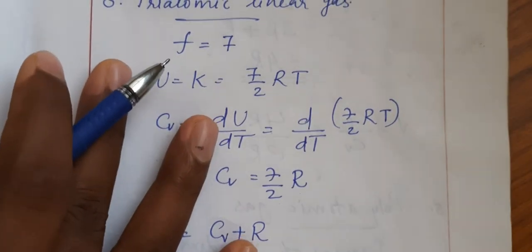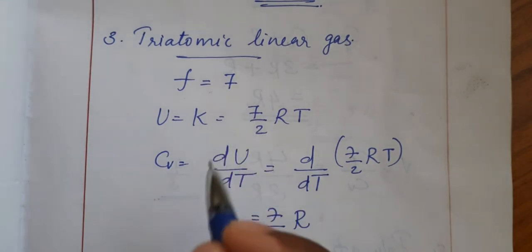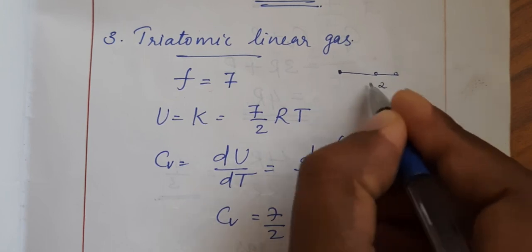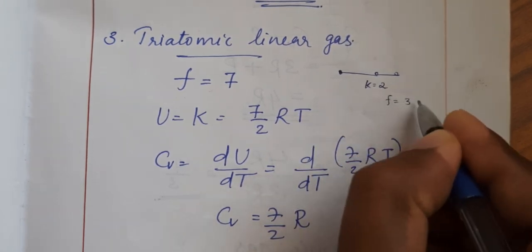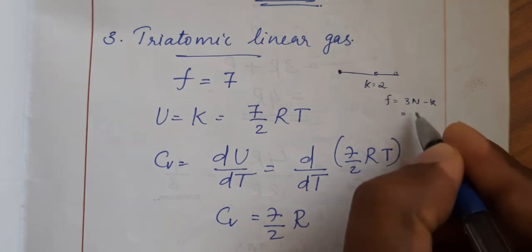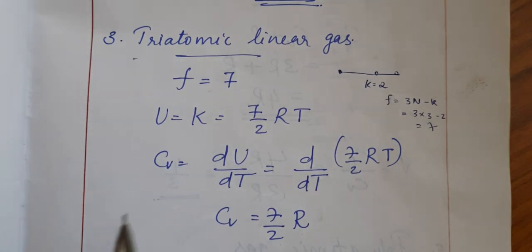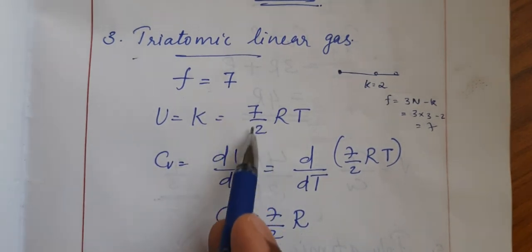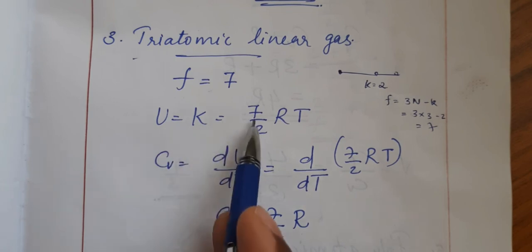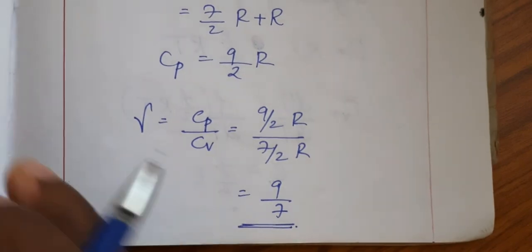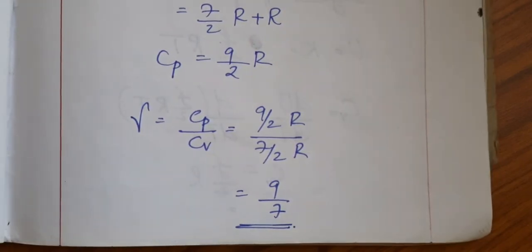For a triatomic gas, we told F is 7 if it is a linear triatomic gas. We had two constraints, K is 2. So F is 3N minus K, becomes 3 times 3 minus 2, which is 7. So for linear triatomic gas, F is equal to 7. The internal energy will be 7 by 2 RT, which will give you Cv as 7 by 2 R, Cp as 9 by 2 R, and gamma as 9 by 7. This is for a linear triatomic gas.